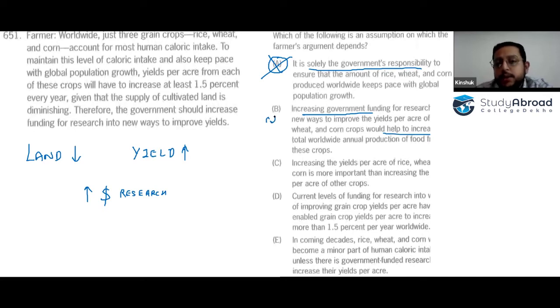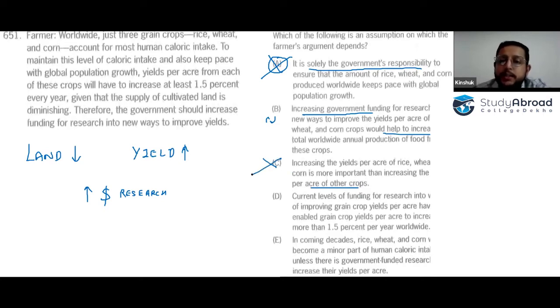Next, answer choice C. It says increasing the yields per acre of rice, wheat, and corn is more important than increasing the yields per acre of other crops, right? So, the author is not at all concerned about the yields of other crops, right? He's talking about that we have to find new ways to improve the yields, right? So he's not making any comparison here. So no, answer choice C will not be the right answer.